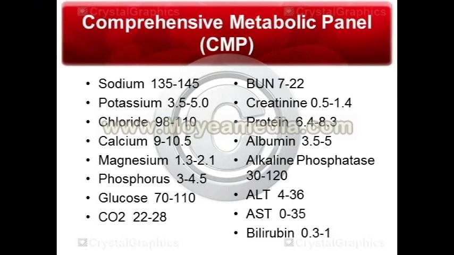Phosphorus is 3 to 4.5. Phosphorus is also important in the regulation of magnesium and calcium levels. Then we have glucose. Glucose is 70 to 110.